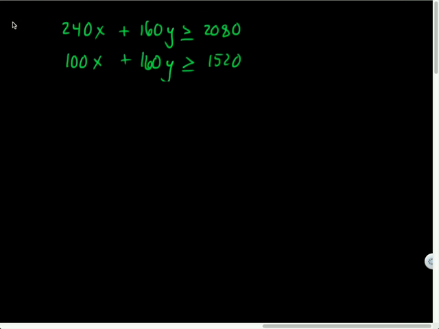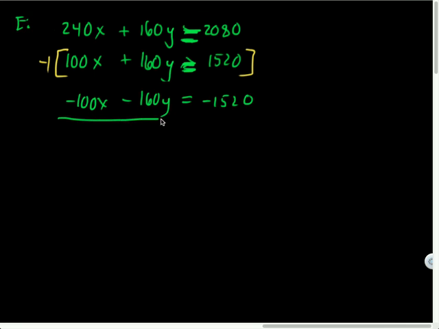So here's my point E work. And this would all be something that could get you partial credit on a quiz or a test. I'm going to multiply equation 2 by -1 in order to get my opposite y's. So I'll have -100x minus 160y equals -1520. Technically, I don't even care about the inequalities at this point because I want the intersection, so I'm just interested in the equal to aspect. Subtract them, and I'll get 140x. The y's cancel out, equals 2080 minus 1520, which is 560.